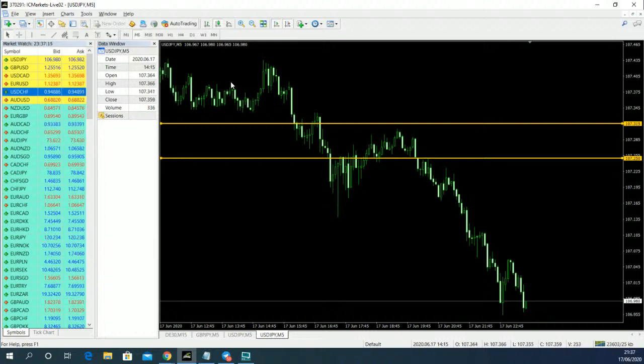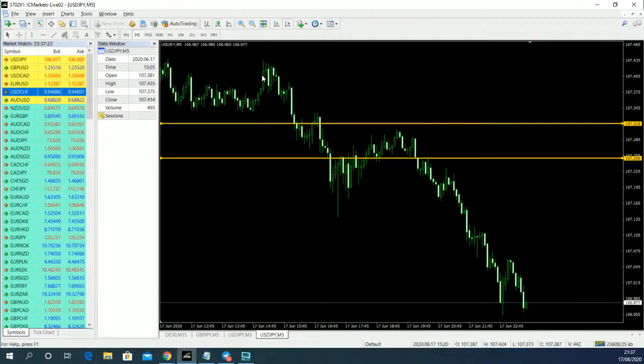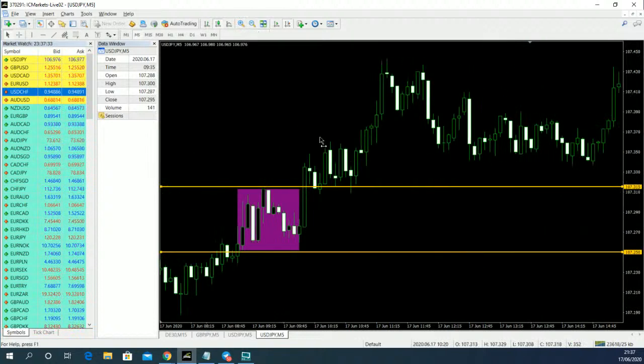All right, so let's start with this very one. What is this one? Okay, USD JPY. This is USD JPY for today. Let's scroll to the box. So this is the box for USD JPY. Let me make the box bigger.